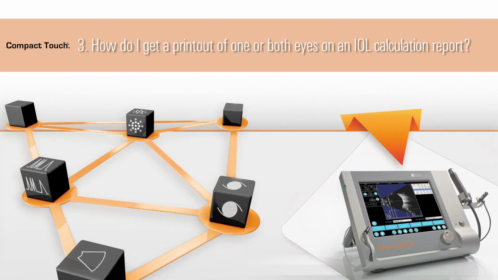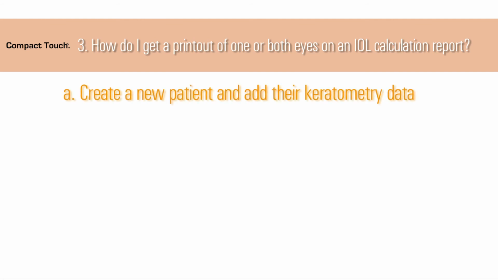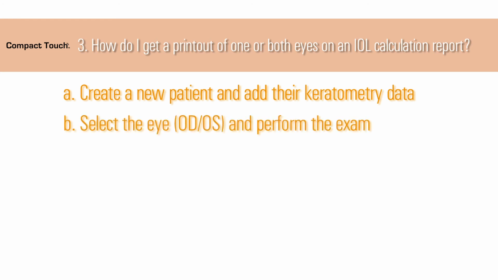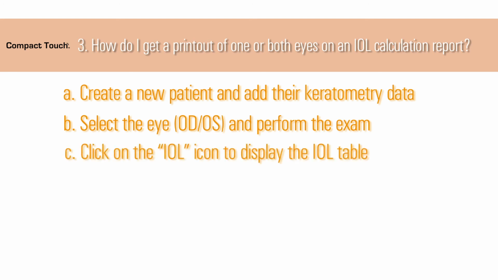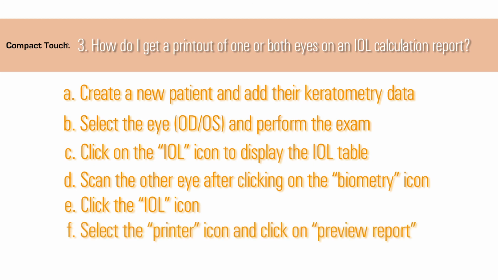3. How do I get a printout of one or both eyes on an IOL calculation report? First, create a new patient and add their keratometry data. Next, in the biometry exam page, select the eye, OD, OS, and perform the exam. Click on the IOL icon to display the IOL table. Scan the other eye after clicking on the biometry icon. After measuring the second eye, click the IOL icon. Lastly, select the printer icon and click on Preview Report.